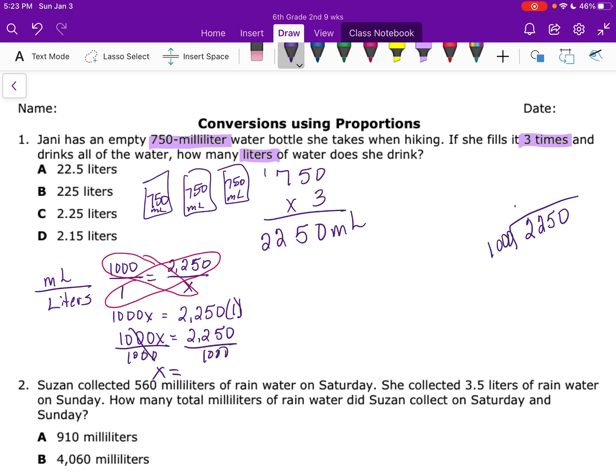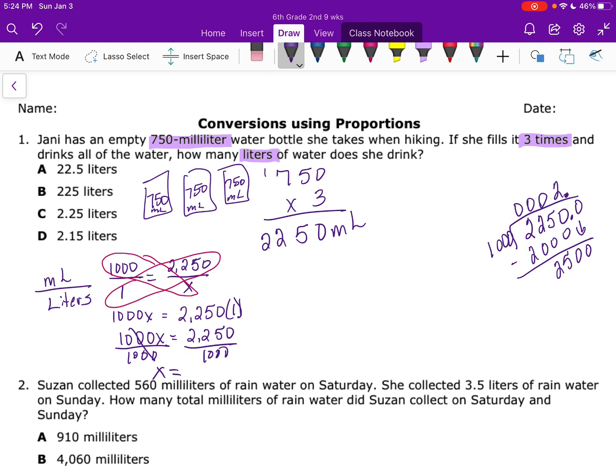Okay, so 1,000 can't go into 2. 1,000 can't go into 22. 1,000 can't go into 225. 1,000 can go into 2,250 though. It goes twice. So 2 times 1,000 is 2,000. Subtract, get 250. Okay, so when I look at my answer choices, I notice that they're decimal answer choices, right? So that means I'm not going to make it a fraction. I'm going to add a decimal and a 0. I'm going to go ahead and bring my decimal up. Bring down the 0.